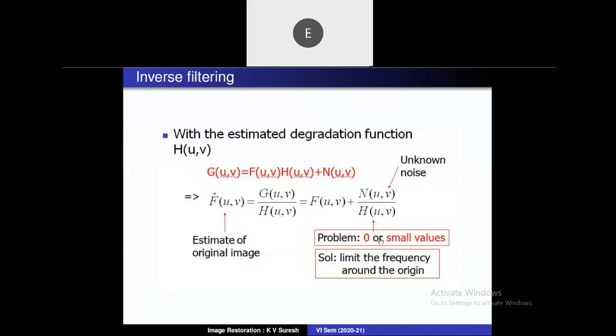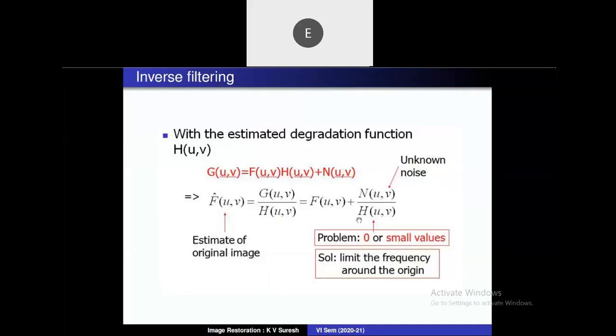That means when I go to higher frequencies, the value of the blur transfer function will be 0 or very small. Dividing noise by a very small value means noise is going to get exaggerated or increased. So this is actually a problem. Now what is the solution for it? The solution is simple. Don't go up to that high frequency. When you are dividing, go up to a frequency where H(u,v) is almost equal to unity or very close to unity. Don't go to the smaller values.